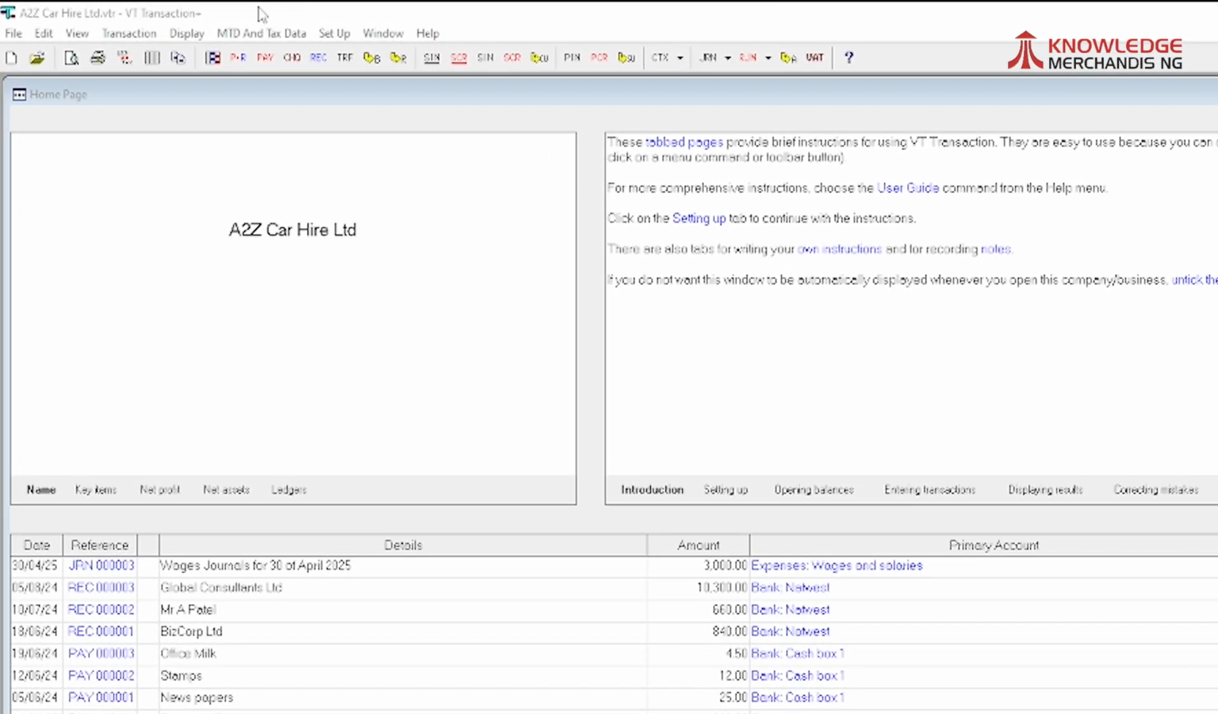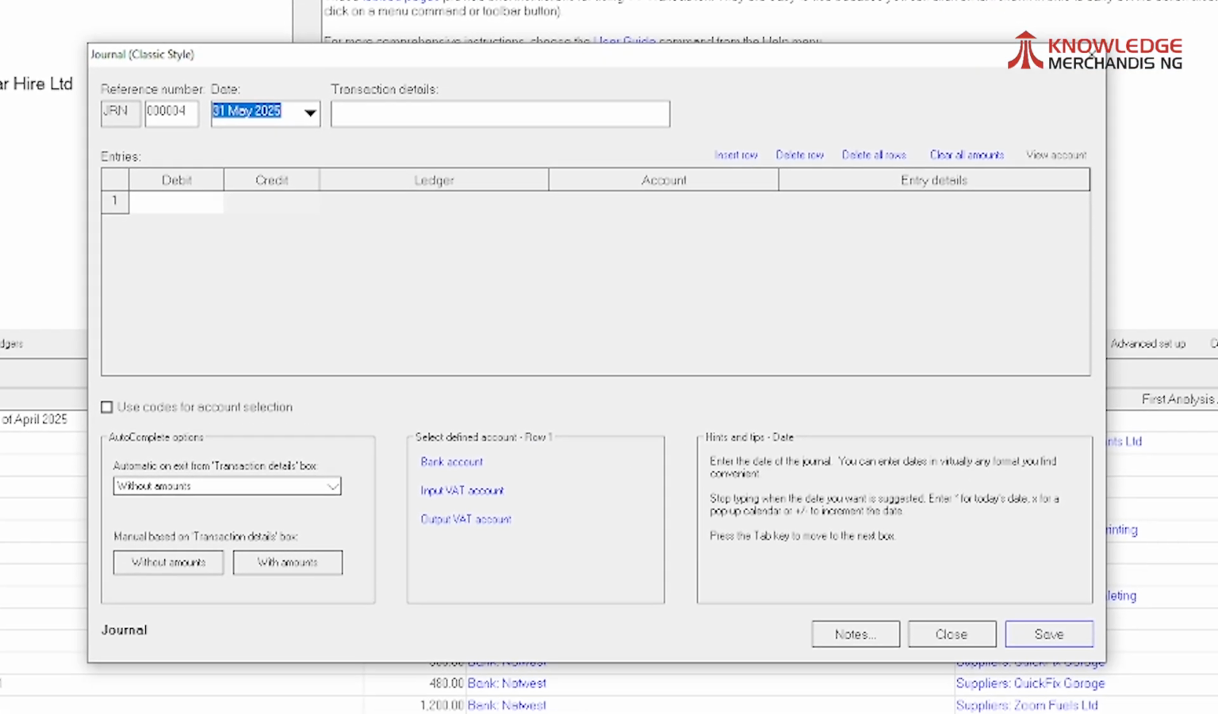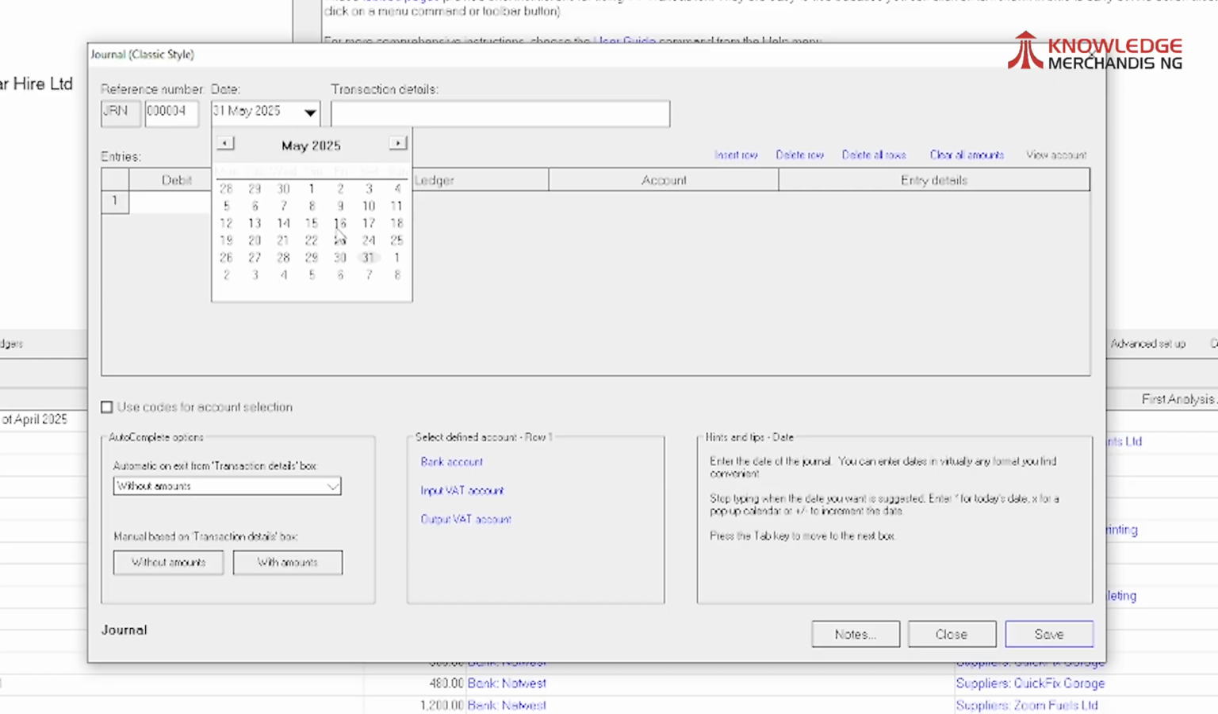Again, you all know how to do that journal. There are two places, transactions and the shortcut here, journal. I'm going to do it in journal. The payments were made according to them on the last day of the month, so it is again 30th of April.